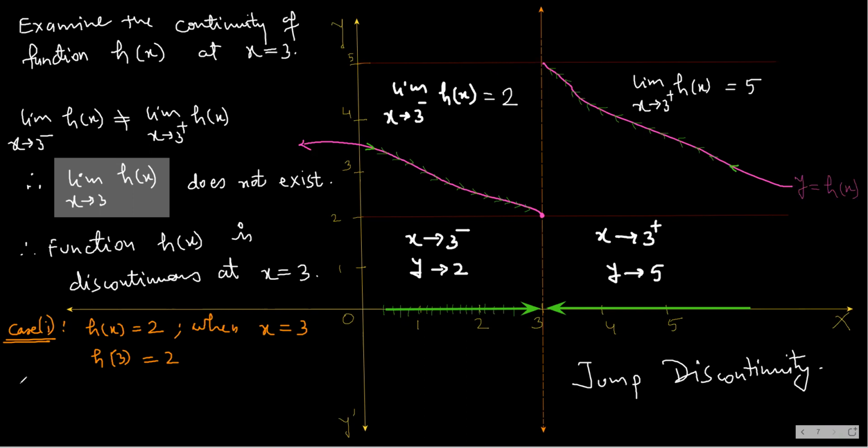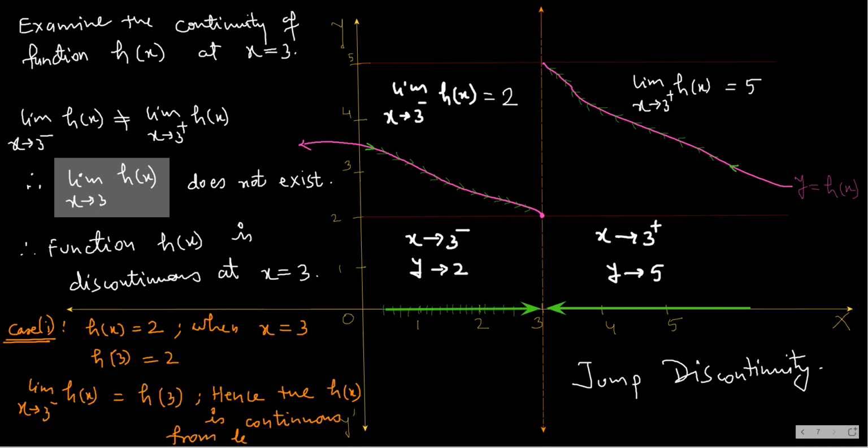So here I will write limit h of x as x tends to 3 negative is equal to h of 3. You see this? It is equal to h of 3. Hence h of x is continuous from left of x equals to 3. Please understand, it is continuous from left of x equals to 3.